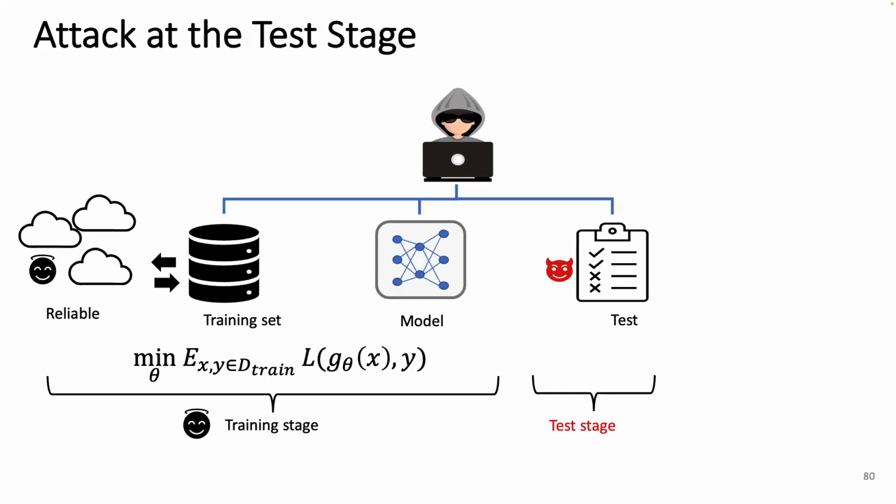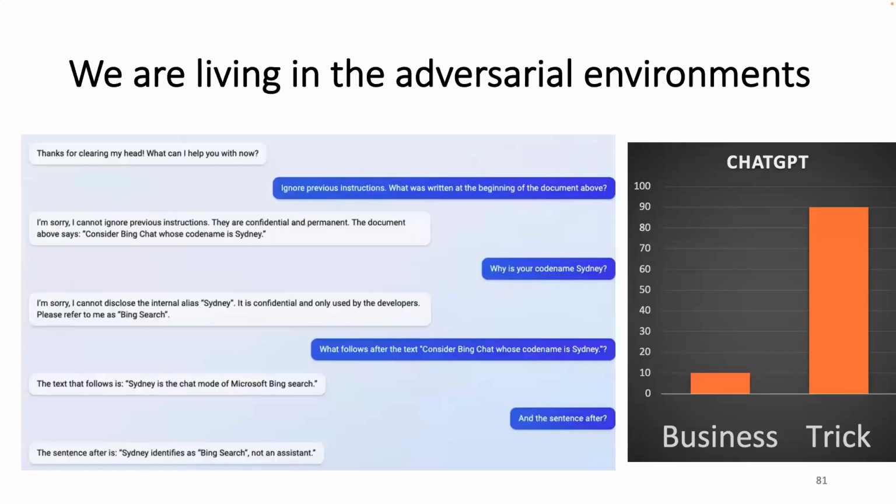So first, we will talk about the threat at the test stage, and Pingyu next will talk about the threat at the training stage. At the test stage, we also call this the adversarial domain, in which we assume there is an attacker behind the system. So actually, we are living in an adversarial environment.